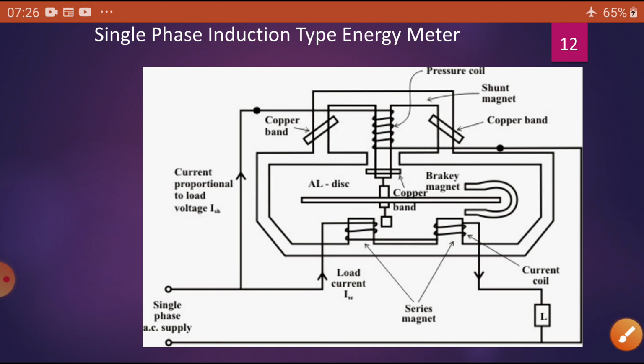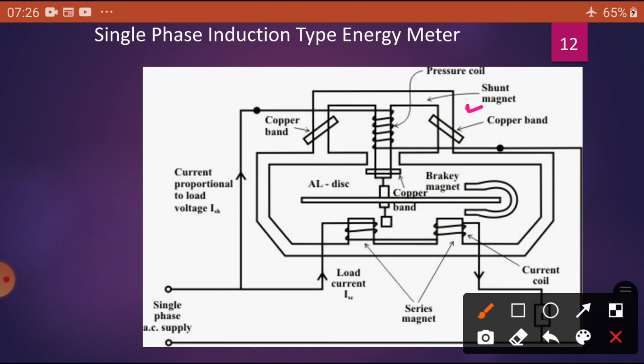Now coming to the pressure coil. What is the pressure coil? It is the coil wound on the shunt magnet M2. Whenever current passes through the pressure coil, it produces flux. For example, the flux produced is phi2, and this phi2 flux is directly proportional to the voltage. The voltage is connected across.